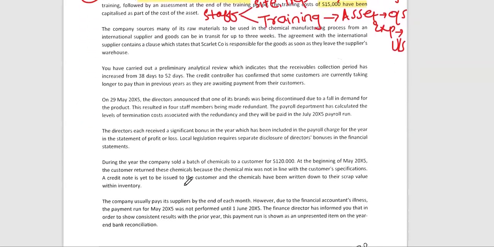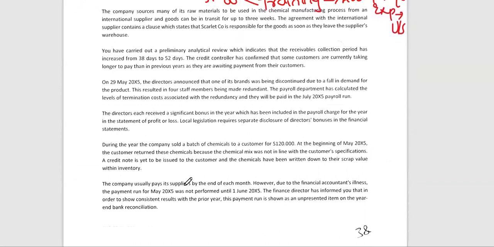Moving forward, we have to identify four more and explain four more. The company sources many of its raw materials to be used in the chemical manufacturing process from an international supplier, and goods can be in transit for up to 3 weeks. The agreement with the international supplier contains a clause which states that Scarlett Company, our client, the client of the audit firm, is responsible for the goods as soon as they leave the supplier's warehouse.